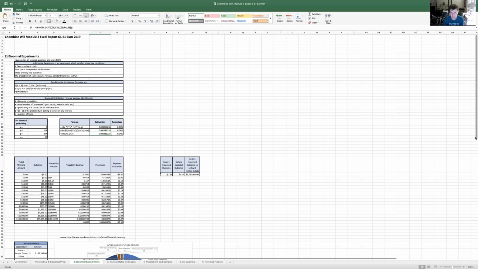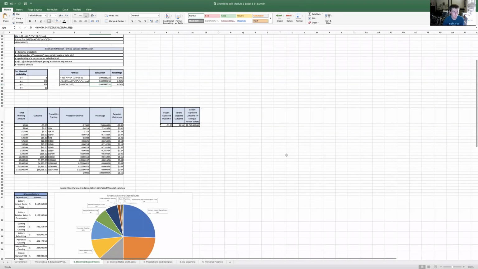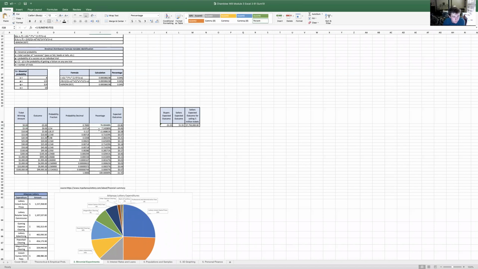We did the same over here for the lottery, the ticket winning amount. This is how much you'd win. And this is if you won $0, you lost $5. You made your money back here, and then we look at the probability that this happens. And you see the probability gets less and less of a chance. You start at a 76% chance of not winning any money.